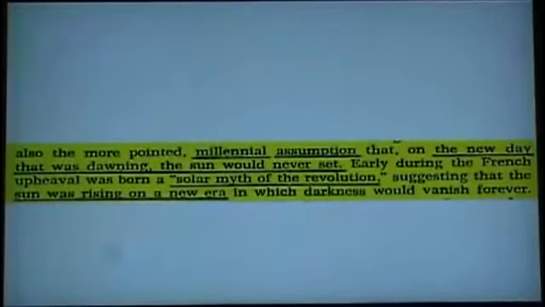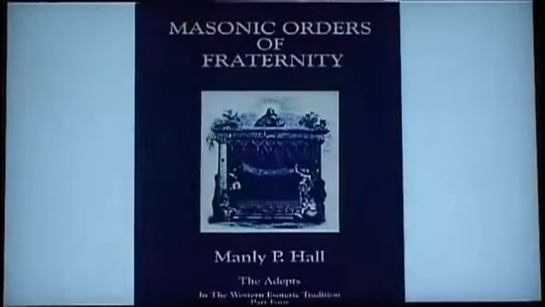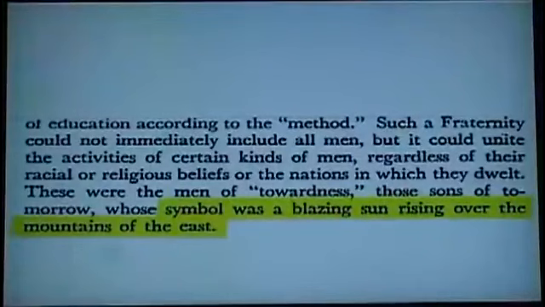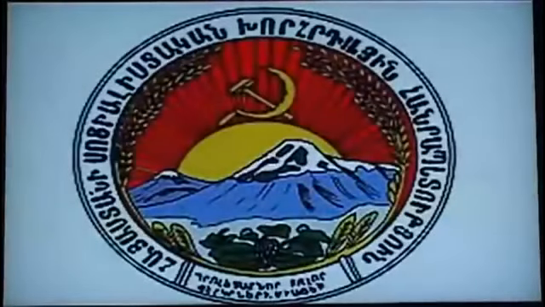So the sun. Again, we go back to this concept of the new day that was dawning. The sun would never set. And of course, we go back to Manly P. Hall, who said that the blazing sun rising over the mountains of the east was the symbol for this secret society. Well, as I said, it's a communist symbol of the secret societies, and we see the sun rising behind the mountains of the east. Again, we're talking about this sun order.